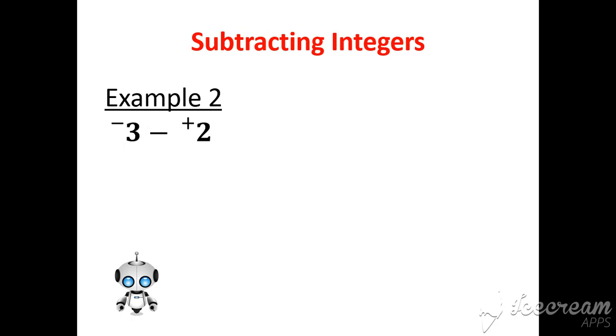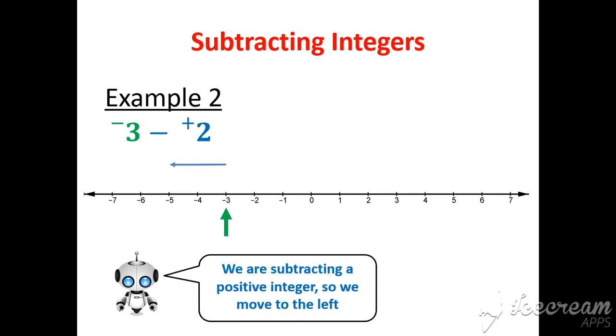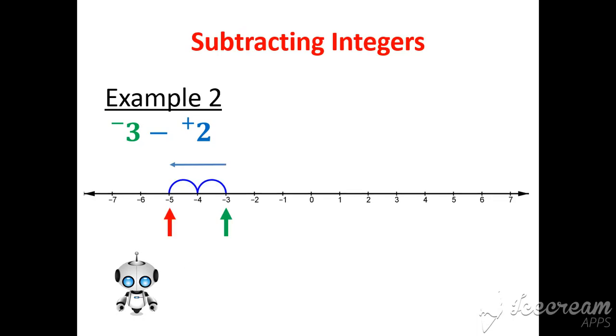Right, here's another example. What about -3 subtract positive 2? Well, this is the same as before. Here's our number line. This time we're starting at -3. And we're subtracting a positive integer. When we subtract a positive integer, we move to the left. So we've got to go to the left 1, 2 places. Here we are at -5. Our answer is -5. -3 subtract positive 2 is -5.